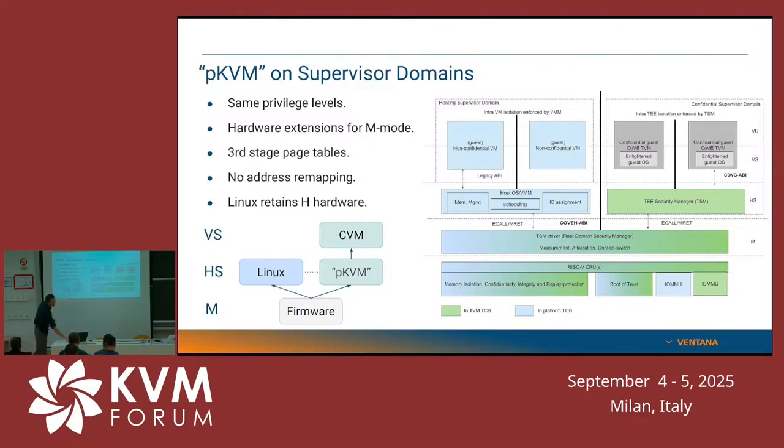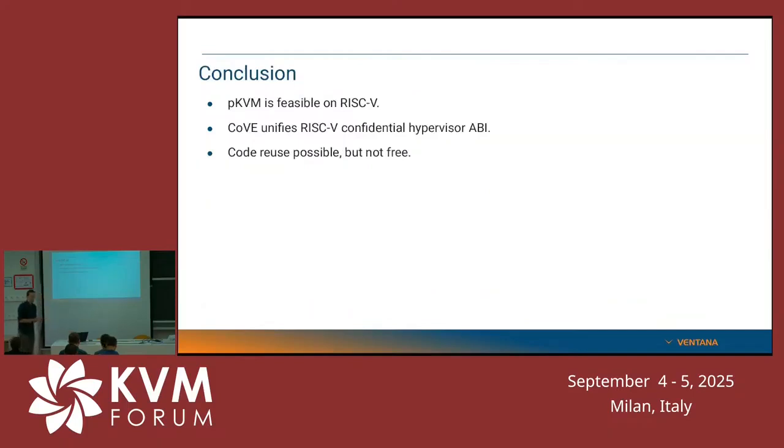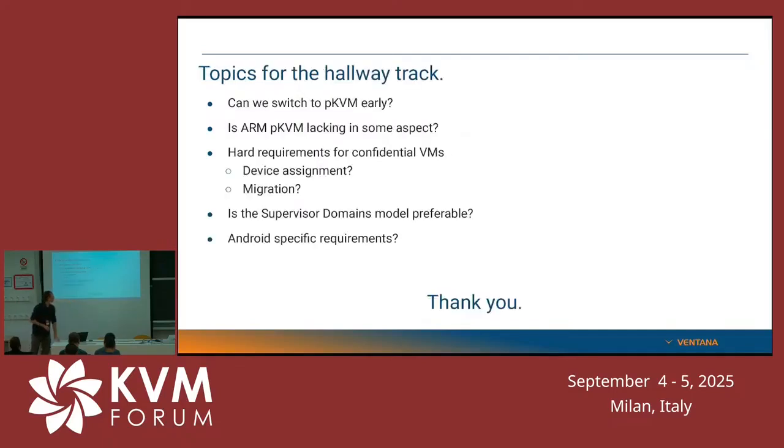But these extensions are not even ratified yet, so it will take the hardware quite a long time to implement them. So in conclusion, we can do pKVM on RISC-V, and we would really like to do it with the CoVE ABI to have a unified communication channel between all possible hypervisors and their supervisor counterparts. While code reuse is technically possible, it definitely is not simple. So it's something to consider that writing it anew might be the best solution.